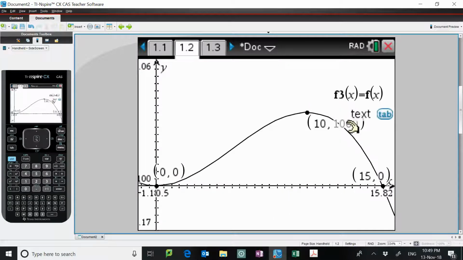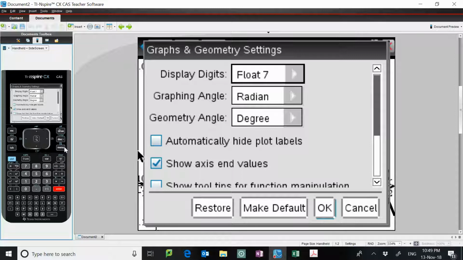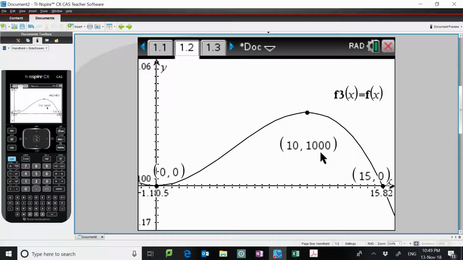Just in case it wasn't 1,000, I'd double check by changing the settings. Now, if you watch my applications video, mine's on float 7, so it should be all right. So yeah, the answer is 1,000. That's the maximum volume. Because remember, this is the y value. Y is 1,000 and x is obviously 10.